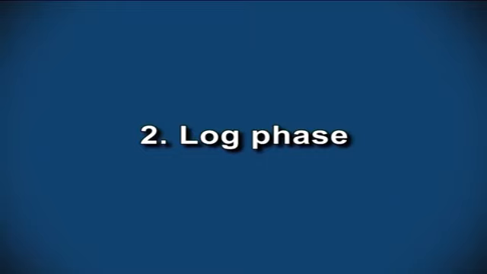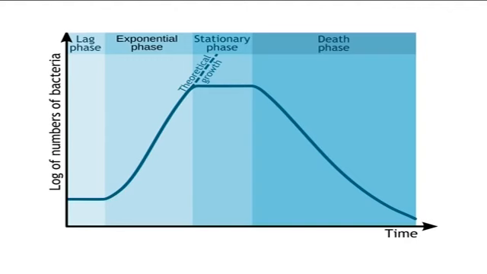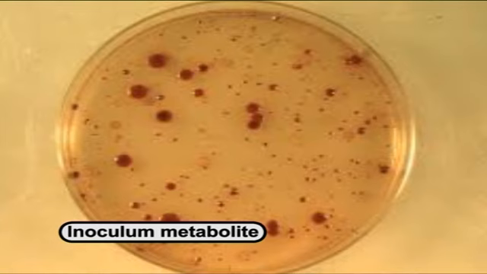Log phase. This phase is also known as the exponential growth phase. In this phase, cells divide steadily and at a constant rate. This results in a straight line in the graph when drawn against time. Cells are smaller in size and active during this phase. The entire population is active in this phase. Hence, cells from this phase are preferred to be used as inoculum for metabolite production.